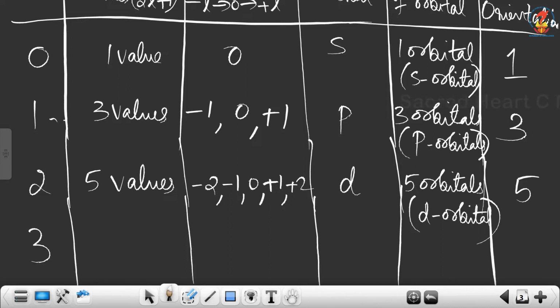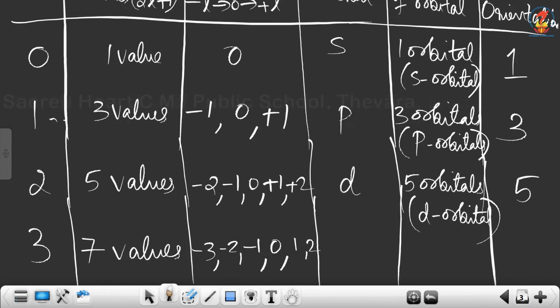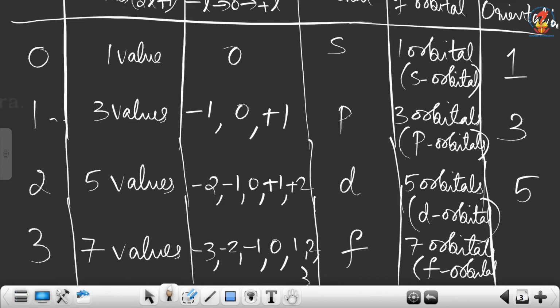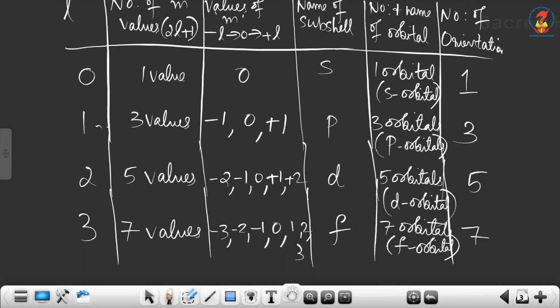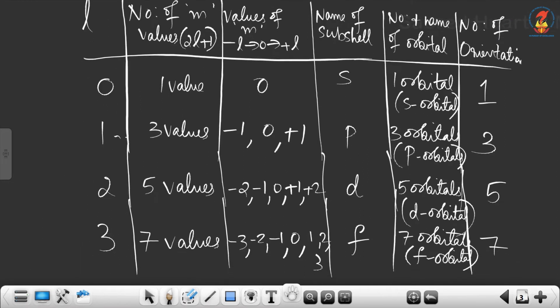Now, next we have L is equal to 3. So, 2 times 3 is 6, plus 1, gives 7 values for M. The 7 values are minus 3, minus 2, minus 1, 0, 1, 2, 3. The name of the subshell is F. So, 7 orbitals, and the name of the 7 orbitals is F orbitals. And how many orientations? 7 orientations. So, if you look at this table, you can predict the number of orbitals present in a subshell.